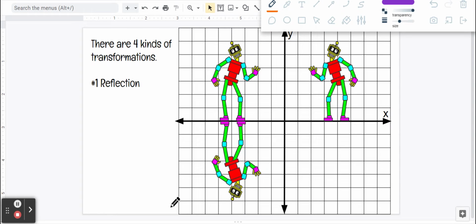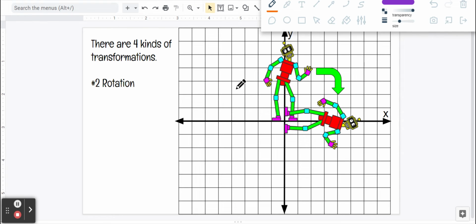If you've seen the Transformers movie, the Transformers can do all sorts of really cool things. And we can do a lot of really cool things in math too. So we have this robot here. One of the transformations it can do is a reflection. It can reflect across the y-axis, or it can reflect across the x-axis.